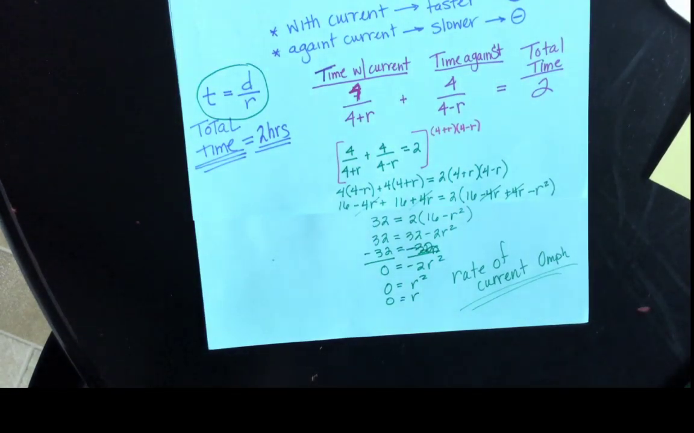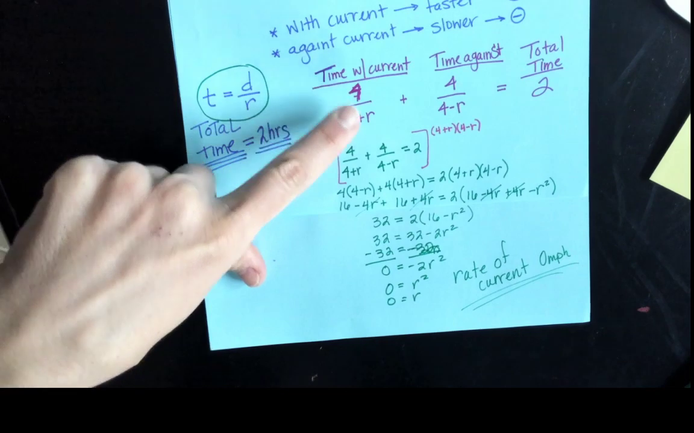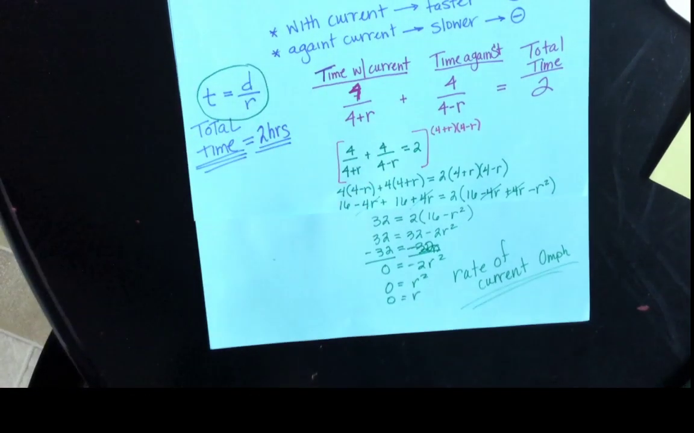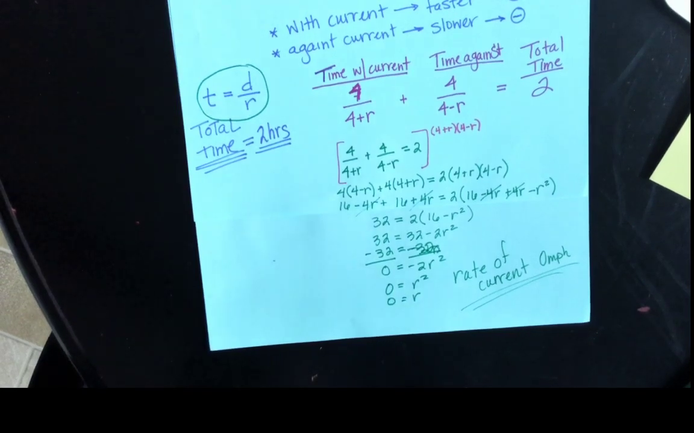So we would then be able to plug that back in, solve in any other case, and find out how much time eventually. But with what you're looking at with the current, without the current, or against the current, that does work out. We just found out the rate of the current is 0 miles per hour.